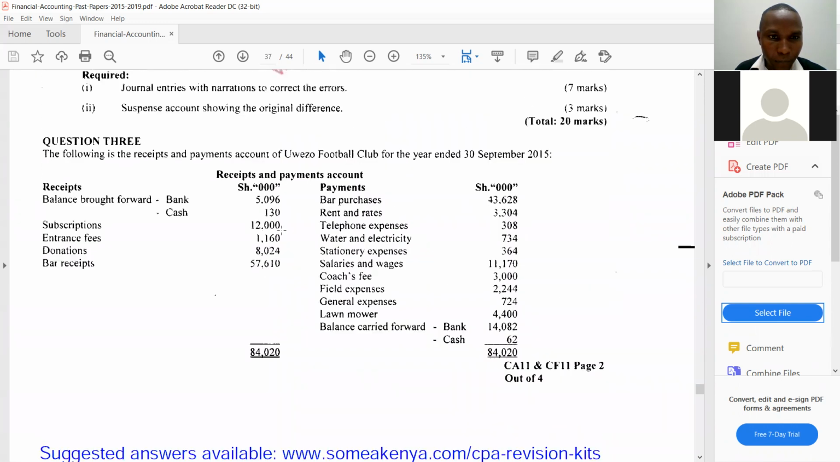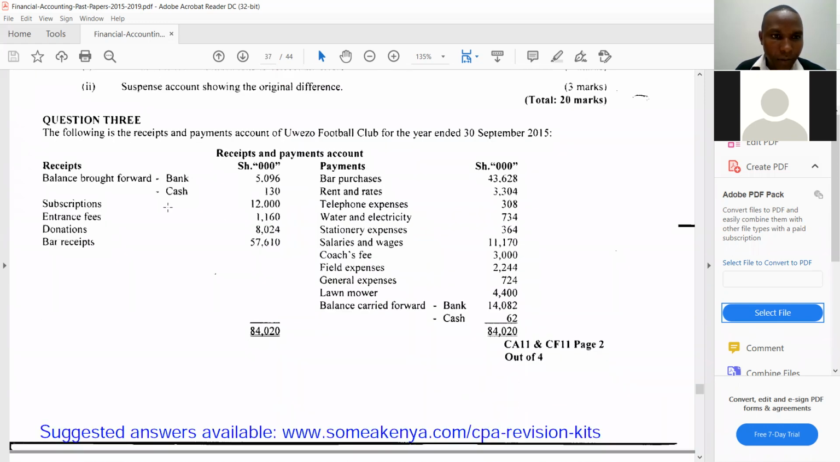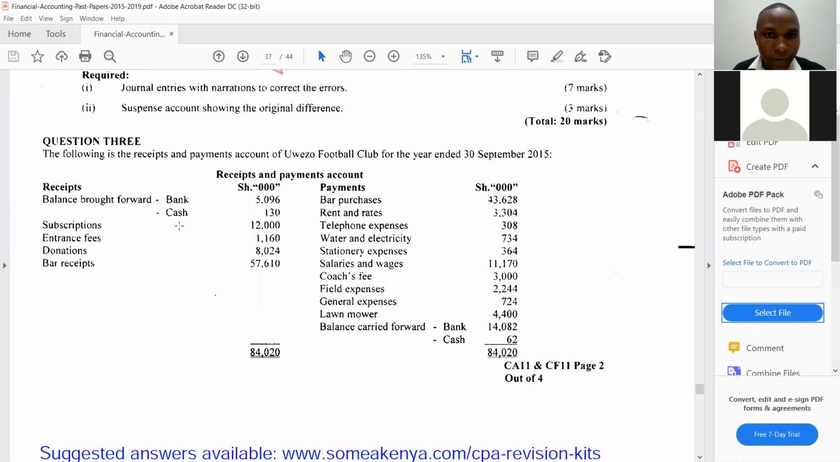The ratios. So this is November 2015, that is question 3. Have you opened it? November 2015, question 3. Yes, have it.